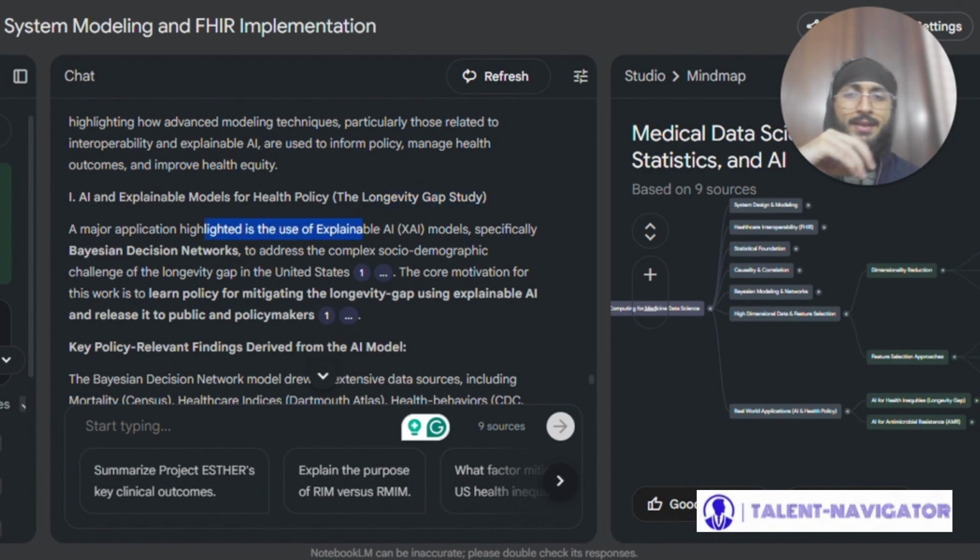A major application highlighted is the use of explainable AI (XAI) models, specifically Bayesian decision networks, to address the complex socio-demographic challenge of the longevity gap in the United States. The core motivation for the work is to learn policy for mitigating the longevity gap using explainable AI and release it to the public and policymakers.